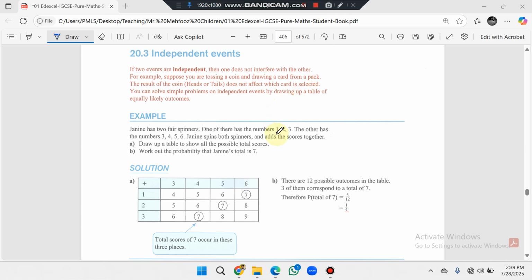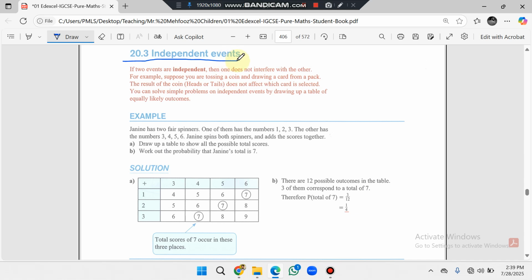Today our topic is 20.3, that is independent events, right? In the previous class we studied 20.2, that is mutually exclusive events. Okay, if two events are independent, then one does not interfere with the other. This is basically the definition of independent events.